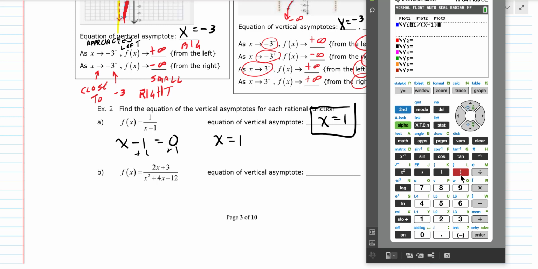Numerator in parentheses, denominator in parentheses. If you always do that, you'll never go wrong. Now, if I just graph that in a standard window, see how you got that break? When x is 1, you're undefined.